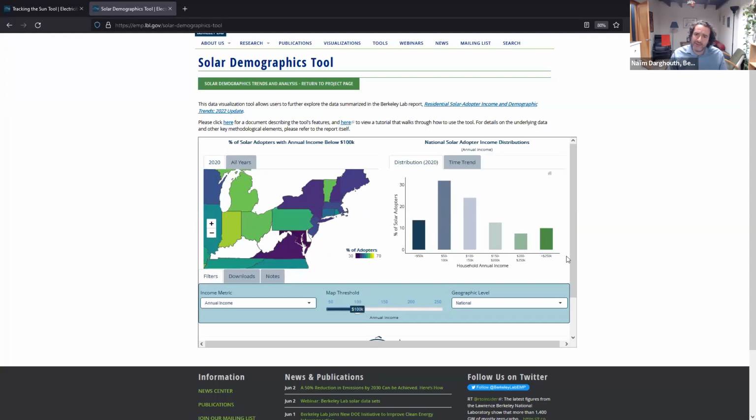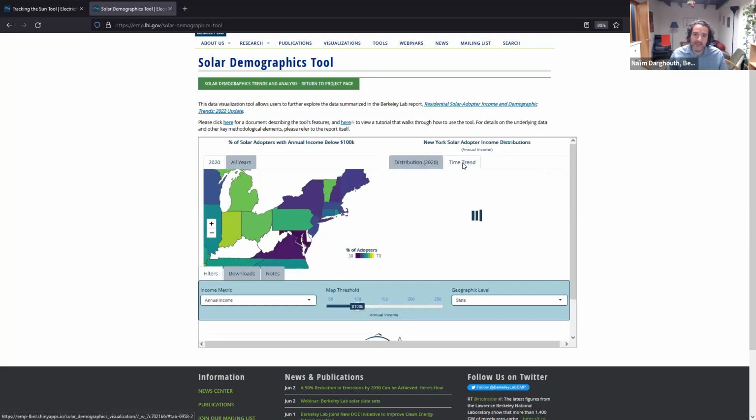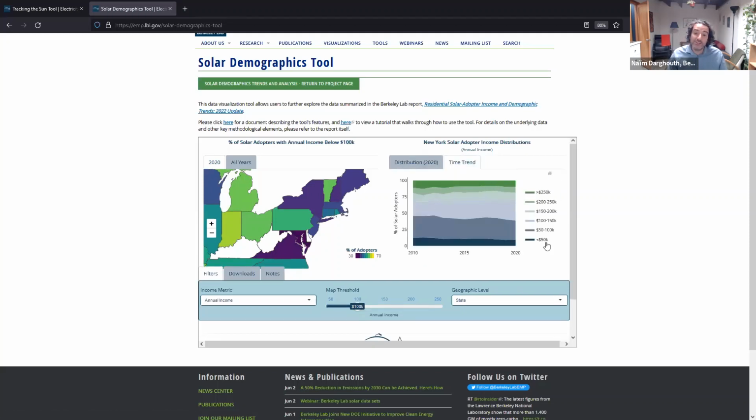So you can look at the distribution of solar adopters for a specific state. So looking at New York, for example, the distribution, and then you can also click on time trends to understand how those income distributions have changed over time. There are a number of income metrics, map thresholds, as well as geographic level that you can change going from national, state, all the way down to county.